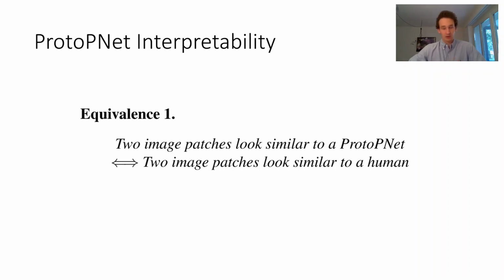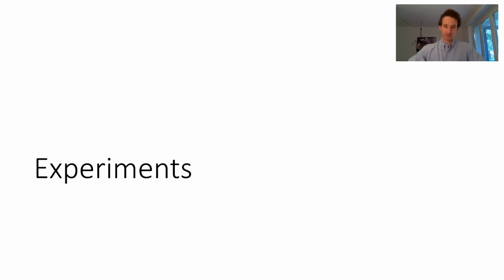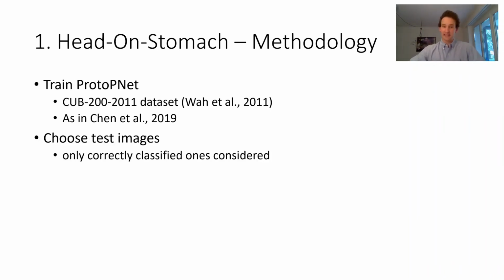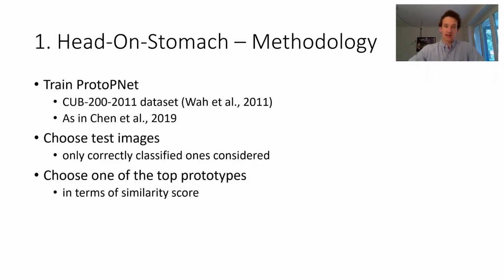We show this by proof of contradiction, and for this we set up two experiments. The first experiment is the head-on-stomach experiment, where we trained the ProtoPNet with the dataset used in the original paper of 200 bird species. We then took the test images that were correctly classified, and from the correctly classified test images, we took the top similarities, so the ones with the highest similarity scores.